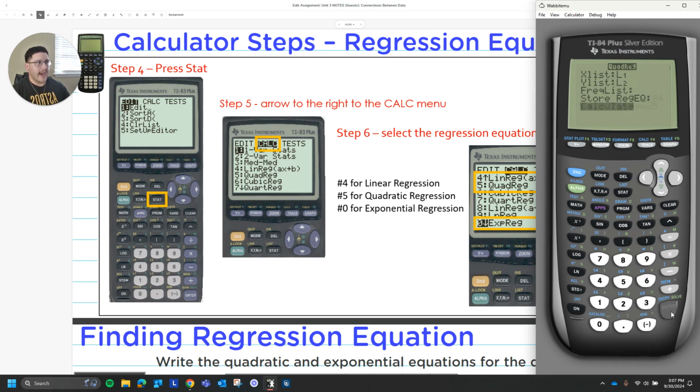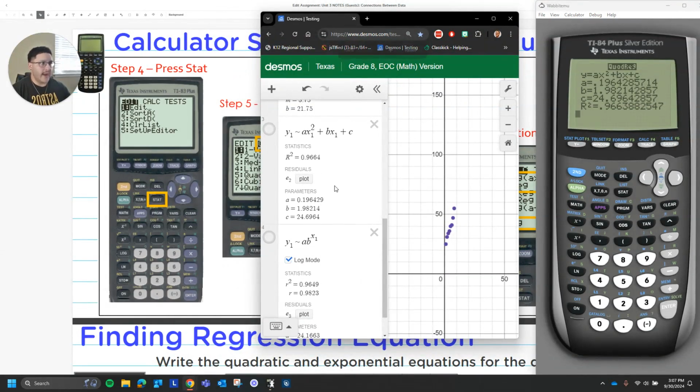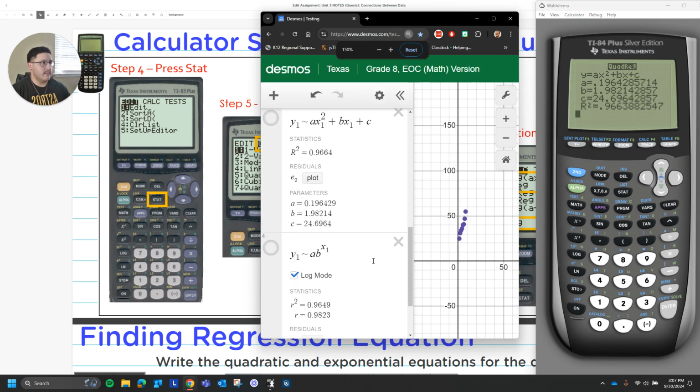Quadratic regression. Hit Calculate, and then there we go. It'll calculate A, B, and C. And just to show you that we're doing everything like we should, here's the quadratic regression. Here is A, which is 0.196. Here is B, which is 1.92. And then here is C, which is 24.696, etc.